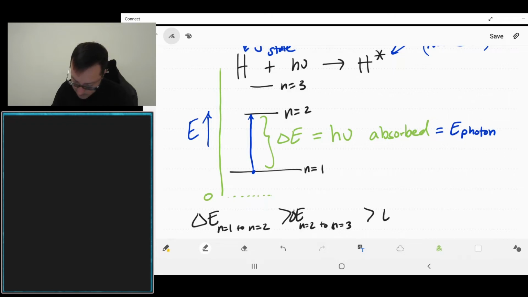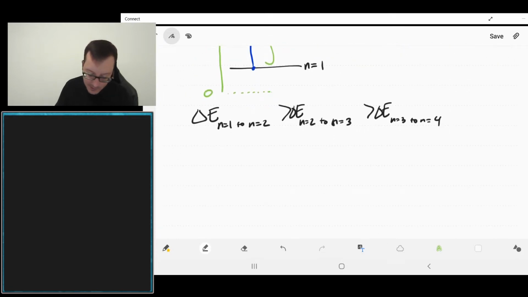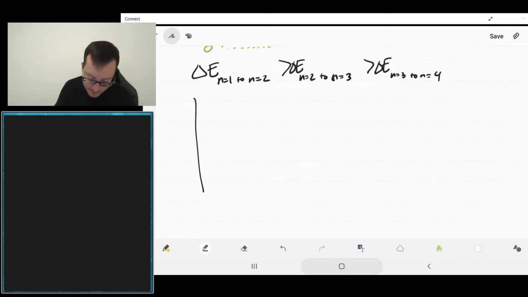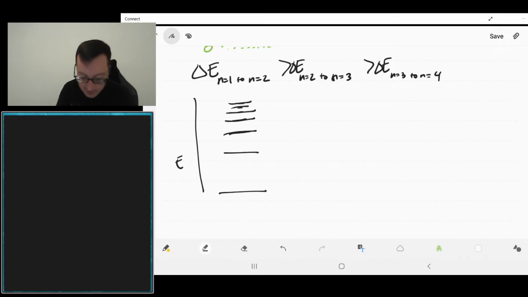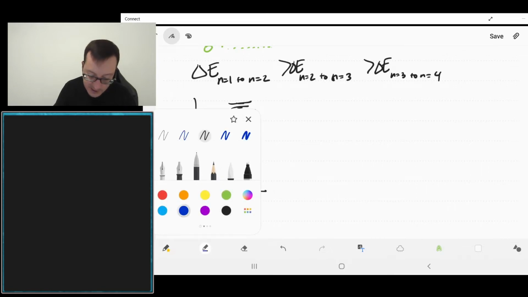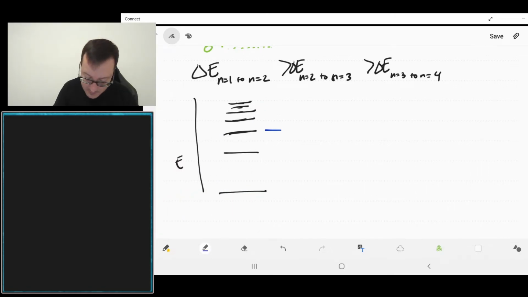...is always bigger than the difference between 3 and 4, and so on. So that first gap is always the biggest one. And if you want to look at them on a graph again, n equals 1, 2, 3, 4, 5, 6. I don't know why I'm making these narrower, but the point is they get closer and closer together. So the energy gap is always biggest from the first one to the second one.